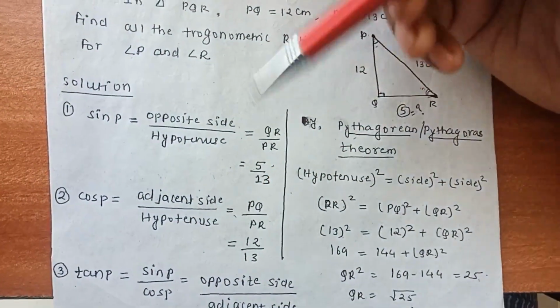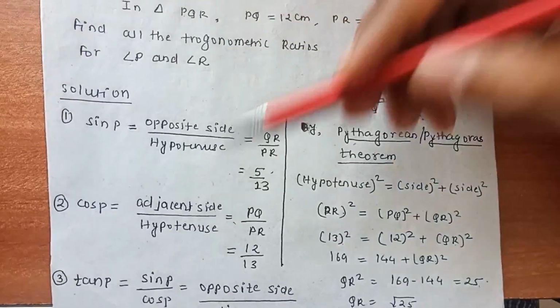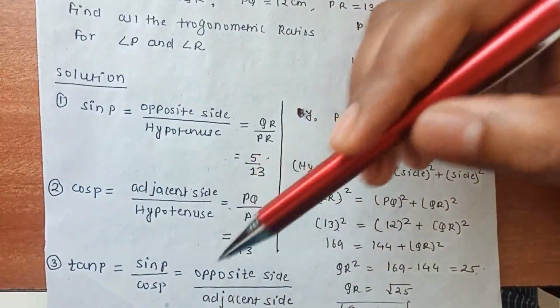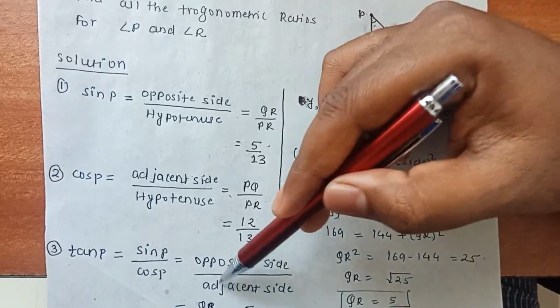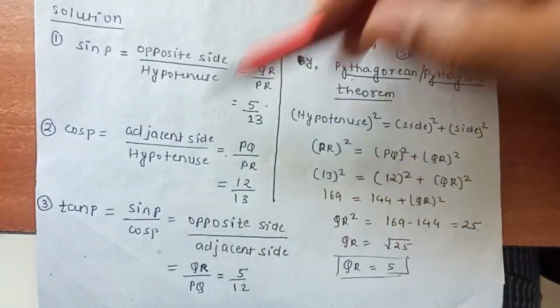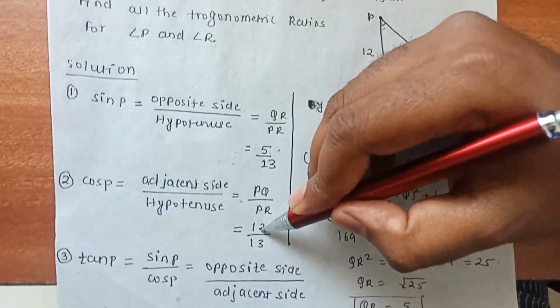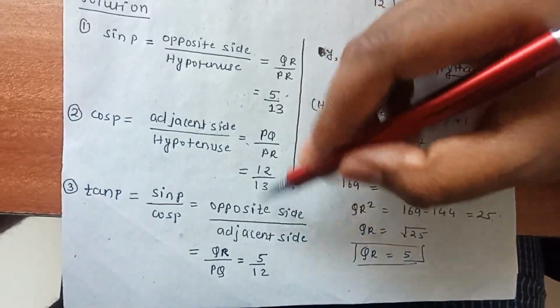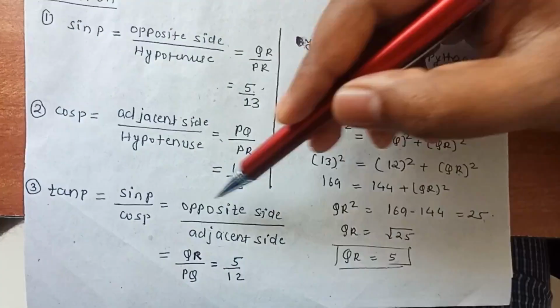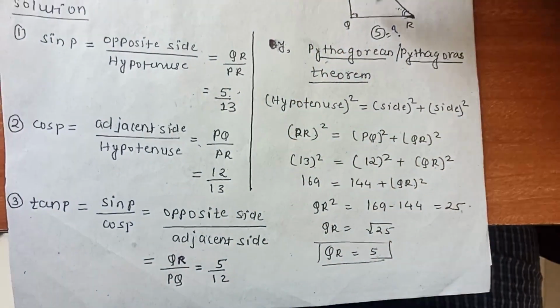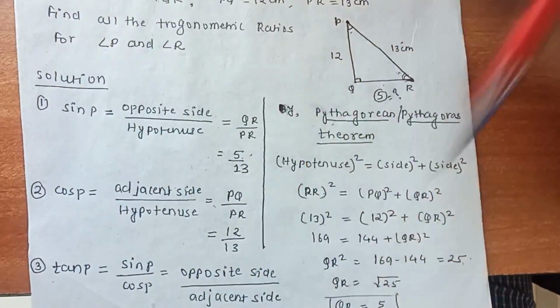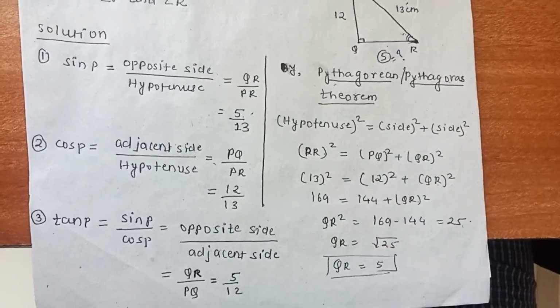Next is tan P. For tan P I told you the formula, you can use sin P upon cos P. Otherwise another formula, opposite side upon adjacent side. Sin P upon cos P means 5 by 13 upon 12 by 13, 13 and 13 cancel, 5 by 12 will come, that's the answer. Otherwise the normal formula, opposite side upon adjacent side, opposite side is 5, adjacent side is 12, you will get the answer 5 by 12.